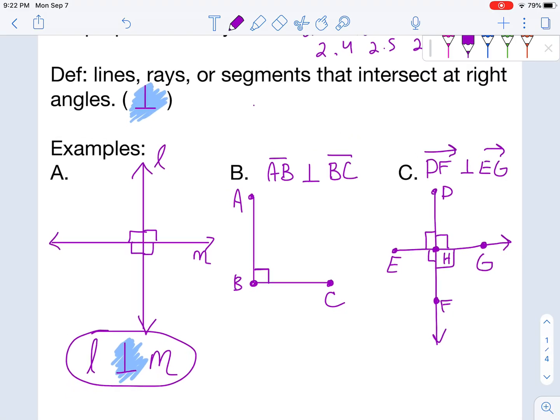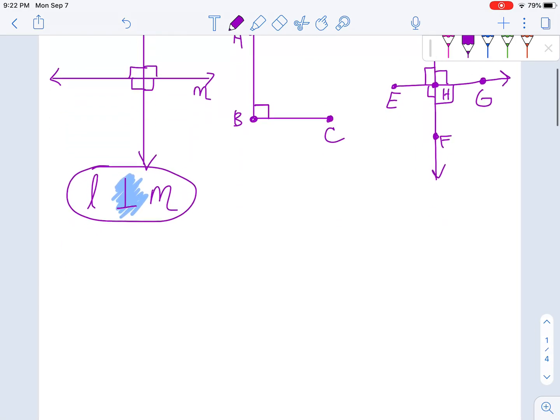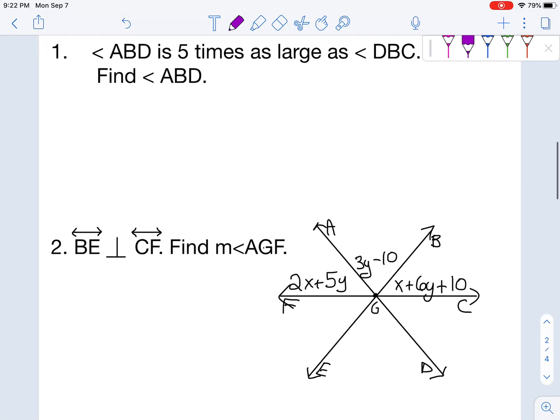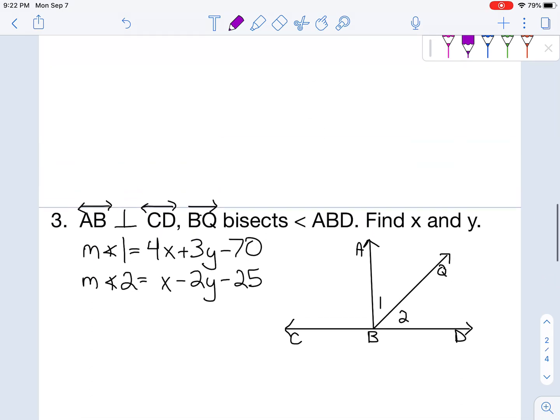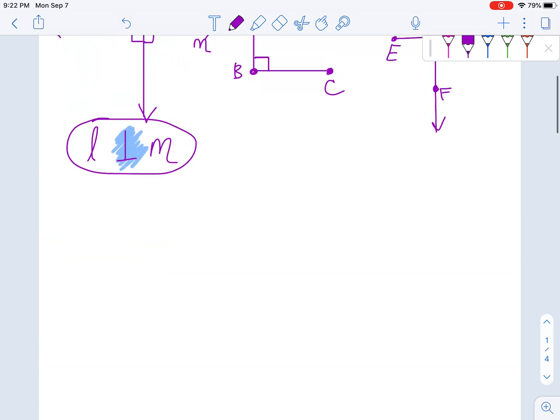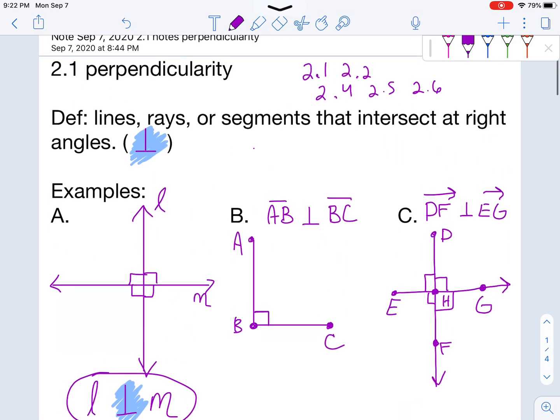That's what it means. So in class, what we're going to be doing is going through these next 3 examples in little groups, and we're going to be talking about how to bring algebra into this idea of perpendicularity.